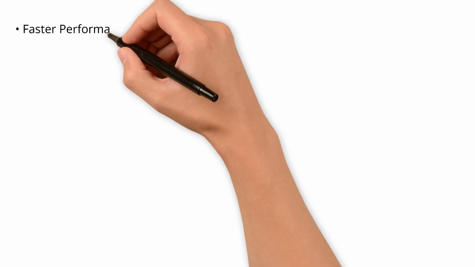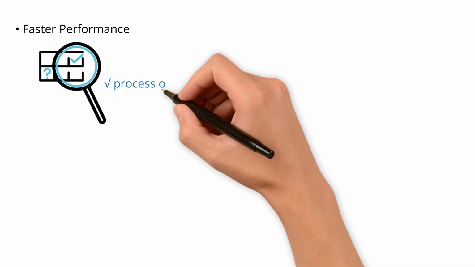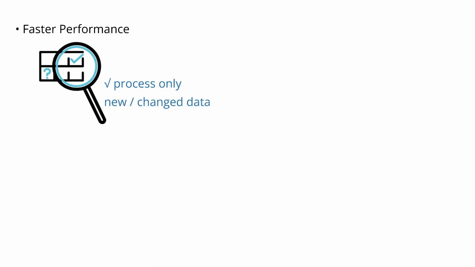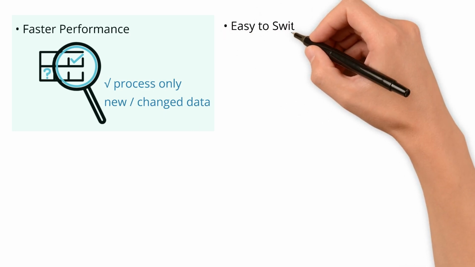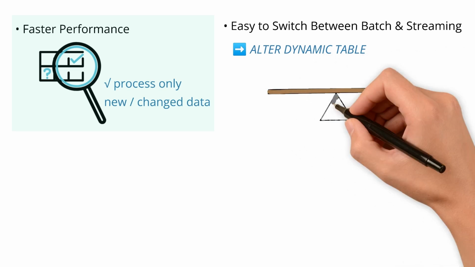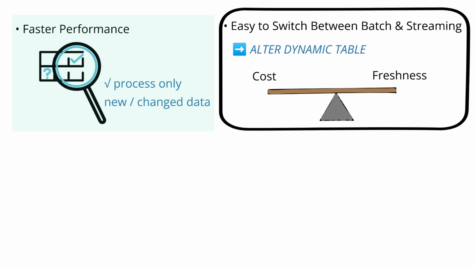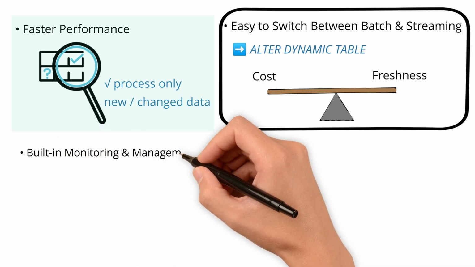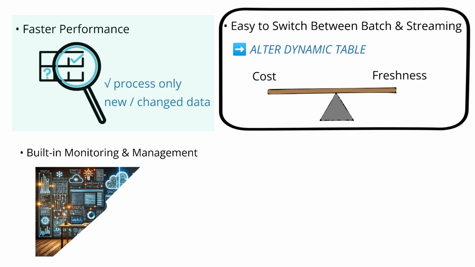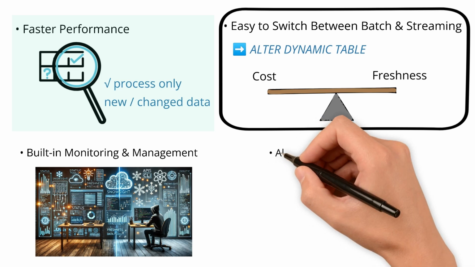Faster performance. Instead of refreshing entire tables, dynamic tables process only new or changed data, making updates much quicker and more efficient. Easy to switch between batch and streaming. With just one command, like alter dynamic table, you can adjust how frequently your data updates, balancing cost and freshness. Built in monitoring and management. You can track and control dynamic tables through Snowsight or use programmatic tools to build your own monitoring systems.